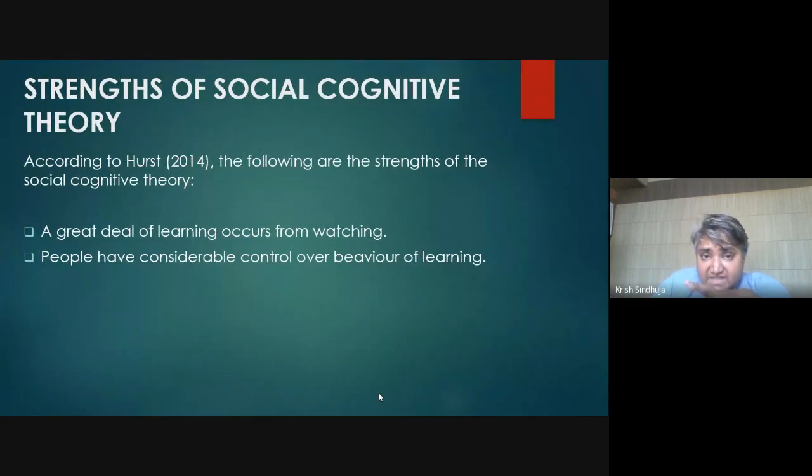So now, what is the strength of social cognitive theory? According to her, the strength is that it is a great deal of learning to understand how learning occurs from watching. So what do you watch? Right from the newspaper that you read, the TV news channel that you watch, the mediated platform, either it is Netflix. Today we have OTT platforms.